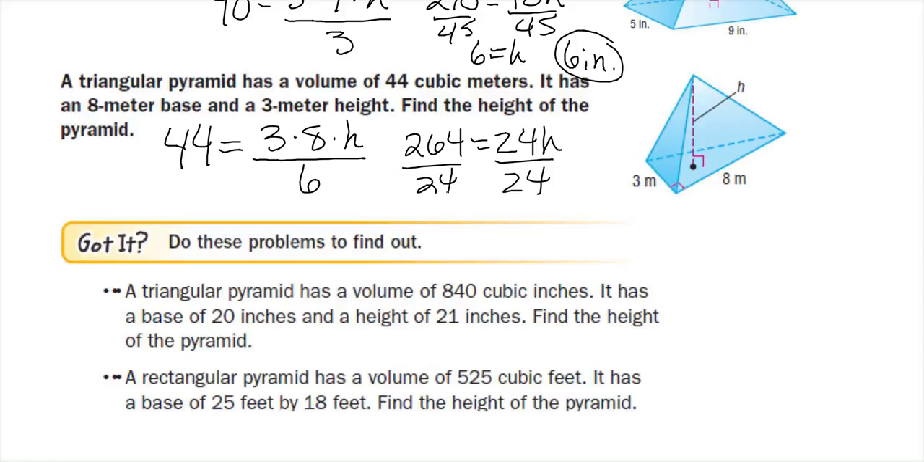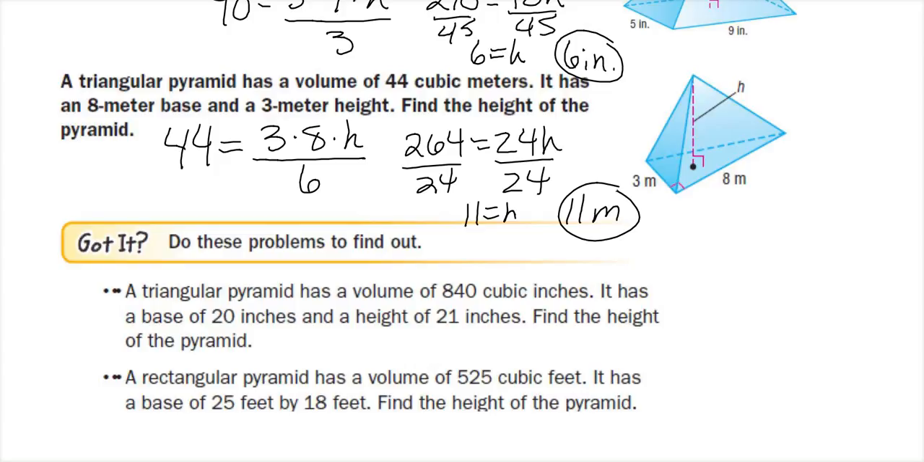Oh, I had it in wrong. Okay, should be 11. I don't know how I got 66 last time. So 264 divided by 24 should be 11. Yeah, okay, that makes sense then. I was like, that didn't sound right. So 11 is our height, which means it's 11 meters. There we go. All right, that makes more sense.